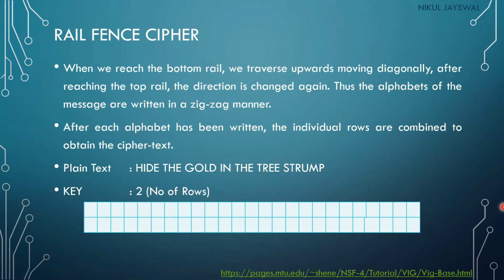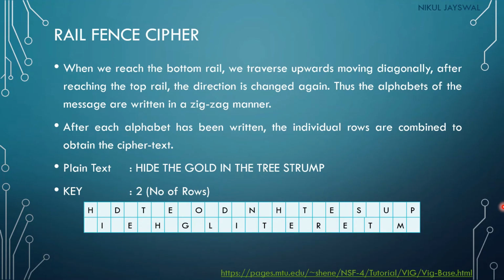So what we are going to do is take the H, the first character from the plain text, and arrange the whole message in a zigzag manner. So HIDE, then THE, then GOLD. So we have taken the key as 2. That means we will take 2 rows and arrange our plain text in a zigzag manner in those 2 rows. Then IN, then THE, then TREE, and STUMP. So this is how we will arrange our plain text.